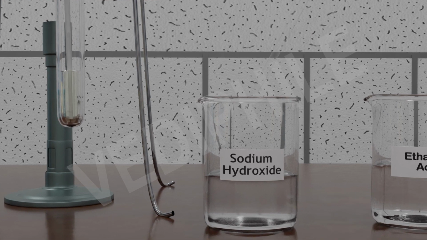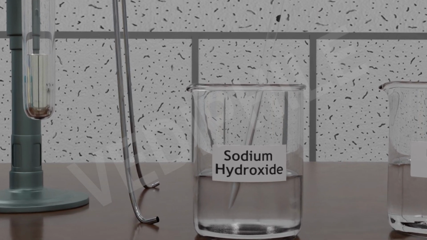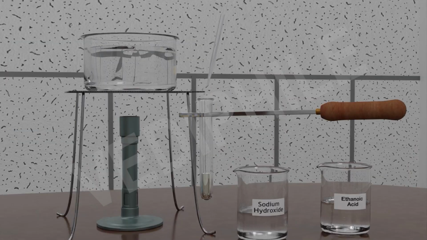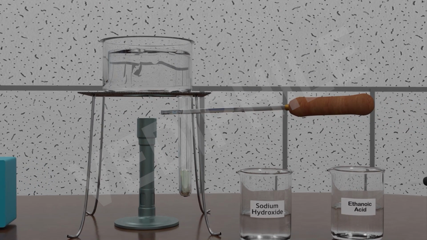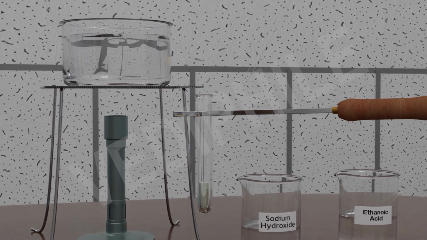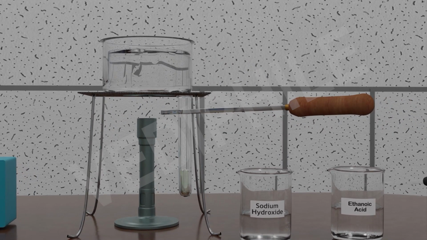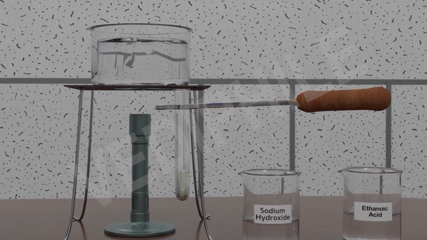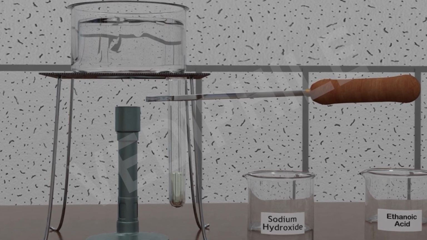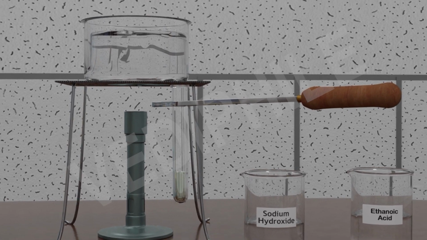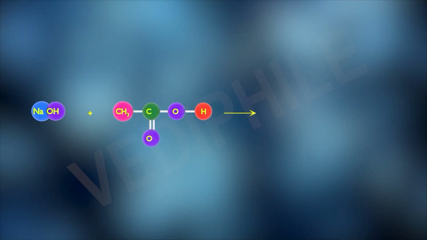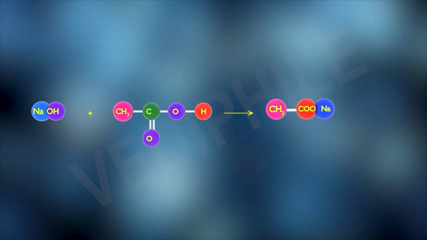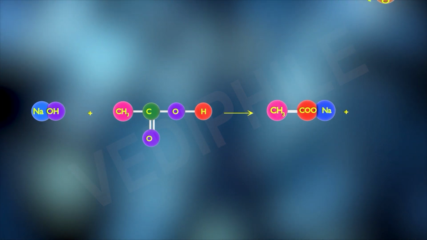So when ethanoic acid reacts with NaOH base, sodium ethanoate is formed. Sodium ethanoate is also known as sodium acetate. Apart from sodium acetate, water is also formed. So the reaction is NaOH plus CH3COOH results in CH3COO-Na plus H2O.